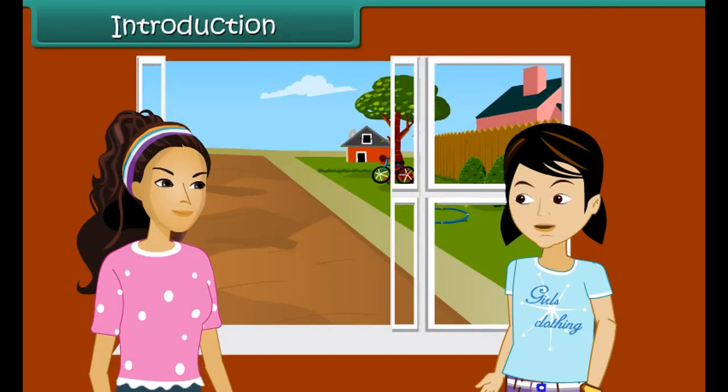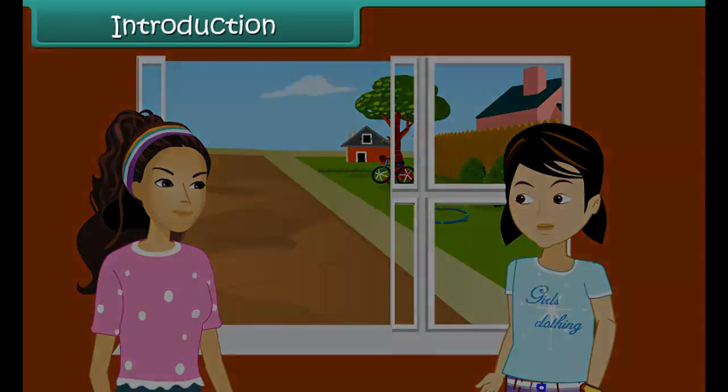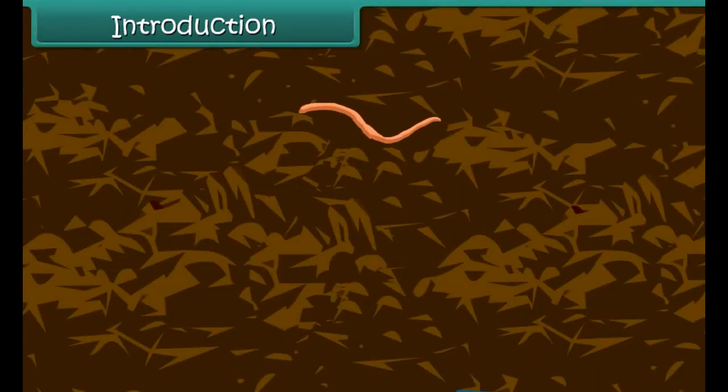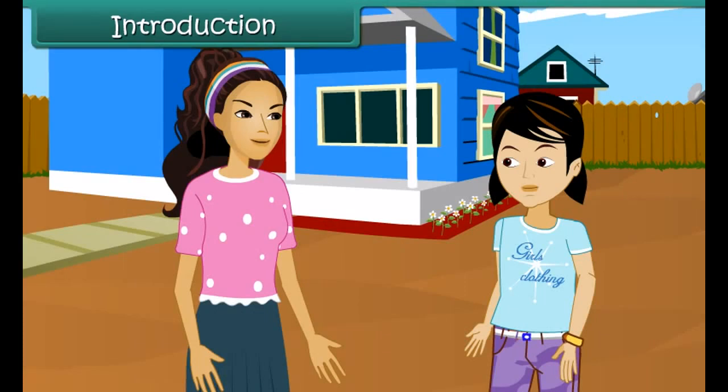Hey Tina, look, the rain has stopped. Come, let's go outside. The weather is so pleasant. Yeah, I love the fragrance of soil after the first rain. Yeah, the fragrance of wet soil is always very refreshing. Tina, look, the earthworm is creeping over the soil. Yeah, these earthworms come out of the soil after the rain.